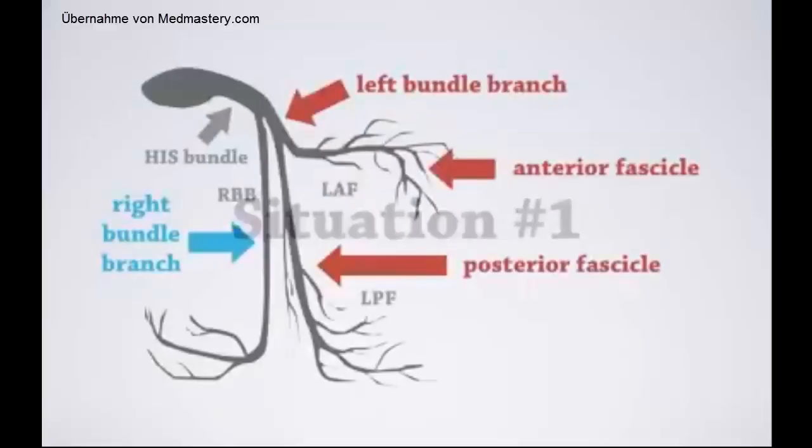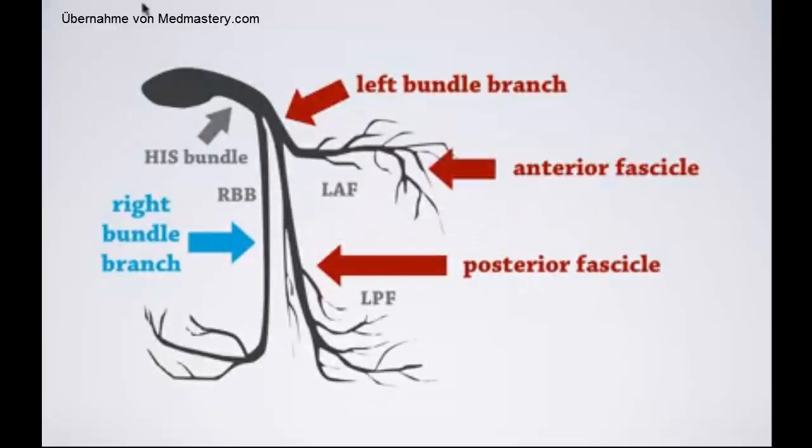Situation number 1. This is the cardiac conduction system. That's the AV node. That's the bundle of His. That's the left bundle branch, which is subdivided into the left anterior fascicle, and the left posterior fascicle. And then there's the right bundle branch. Electrical depolarization that comes from the atria has to travel through the AV node and the bundle of His to the bundle branches to the Purkinje fibers.